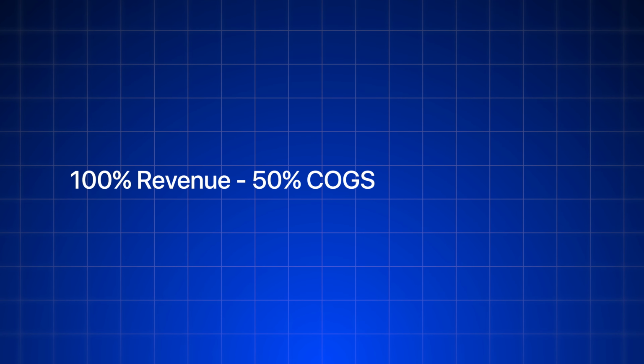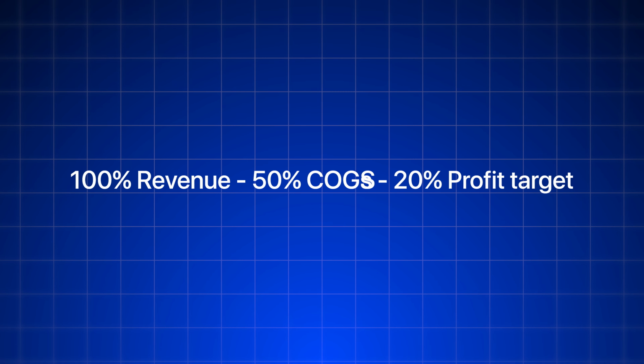Now, let's say your target EBITDA, which stands for earnings before interest, taxes, depreciation, and amortization, is 20%. That's your target net profit, meaning you want to keep 20% of your revenue as profit. Here is the math that you need to run, okay? So it's going to be 100% revenue minus your 50% COGS minus your 20% profit target, okay? Because your net profit target, you want to keep 20%.